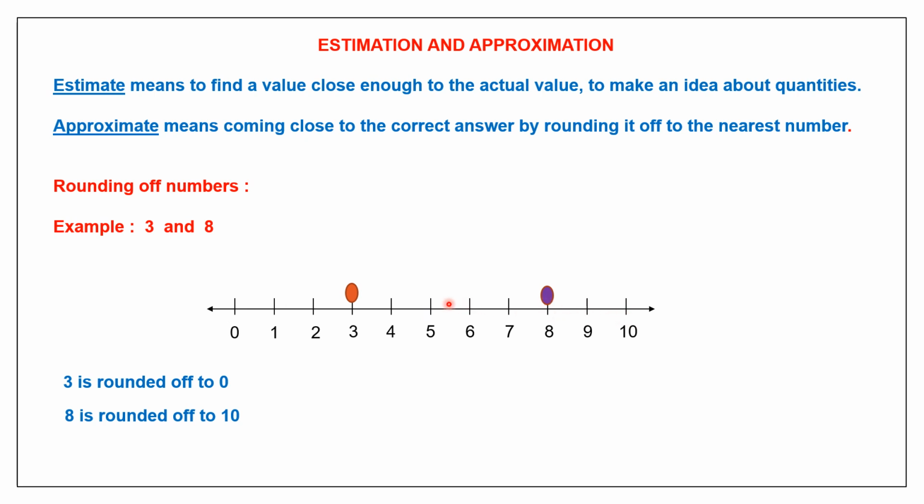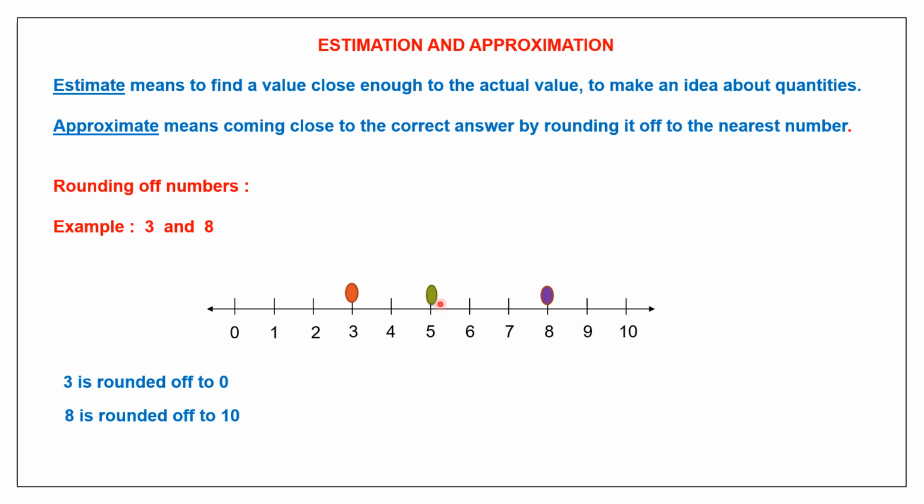So all numbers beyond 5 will be rounded off to 10 and all numbers less than 5 will be rounded off to 0. Now what about the number 5 itself? What about this number 5? What do you do when you get 5? Let me represent that there.